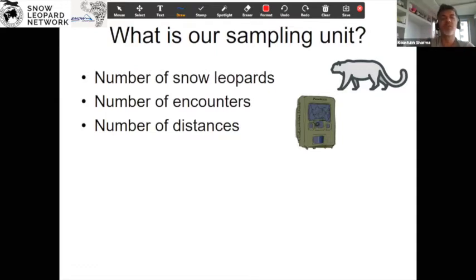There is always going to be variation in the size of the range that snow leopards use, even though the average will be very close to what snow leopards are typically known for. But think about it as a situation where males and females may have variations within their range. Territorial individuals versus floaters may have variation in their distribution range, and so on. So the first sampling unit in our case is the number of snow leopards. And we need to really maximize the number of snow leopards that we sample in a study.